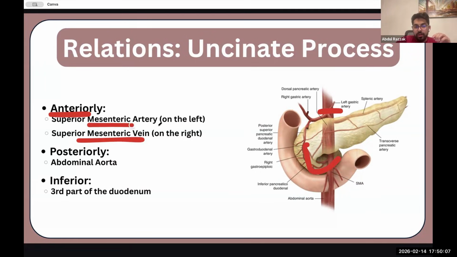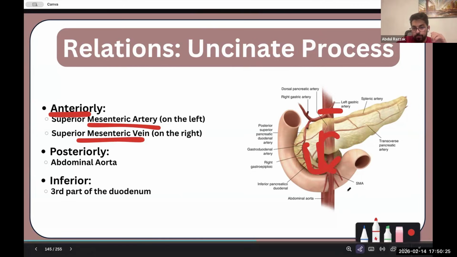Usually, the mesenteric artery is on the left side of the mesenteric vein. So this is the artery. The vein is most likely going to be here on the right side of the mesenteric artery. This picture is inverted. Okay, posterior to the uncinate process, I wish I could delete those.